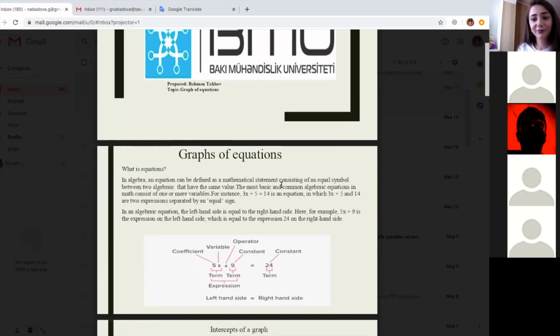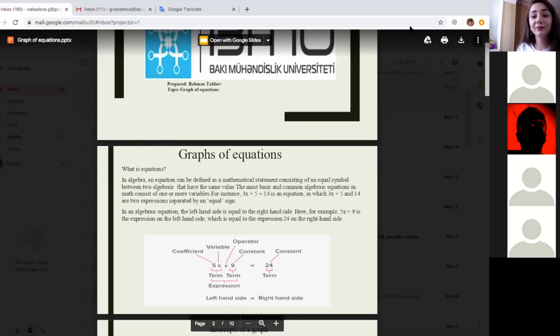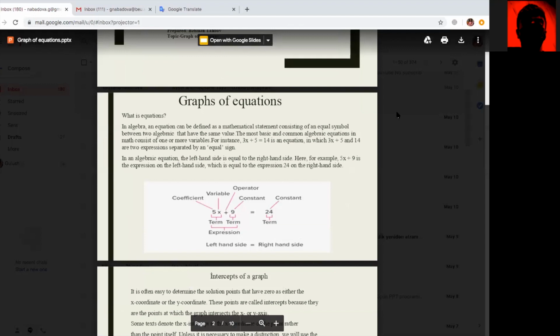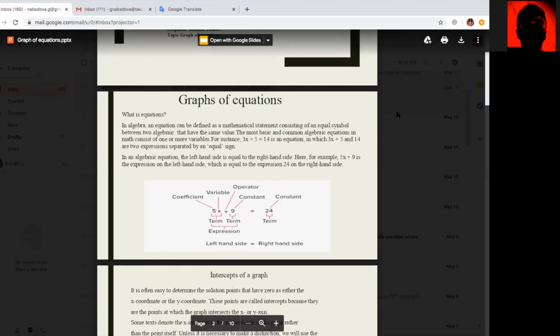Welcome to everybody. I am Rahman and my presentation is about graph of equation. Firstly, we must know what an equation is. In algebra, an equation can be defined as a mathematical statement consisting of an equal symbol between two algebraics that have the same value. The most basic and common algebraic equation in math consists of one or more variables. For instance, 3 times x plus 5 equal to 14 is an equation in which 3 times x plus 5 and 14 are two expressions separated by an equal sign.